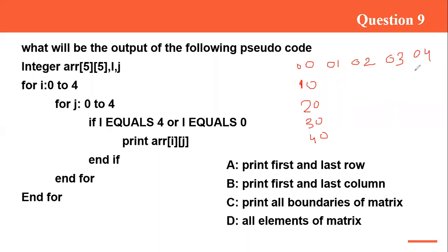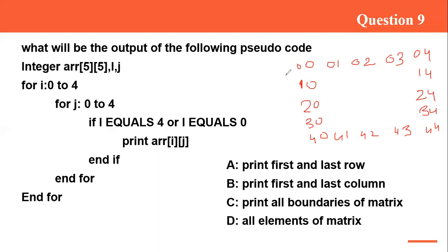And then what? These elements I don't care about because I'm not printing them. I'm worried only about the last one: 1,4, then 2,4, then 3,4, then 4,4. Then here also I want them, because I want to print all boundaries, right? 4,1, 4,2, 4,3.